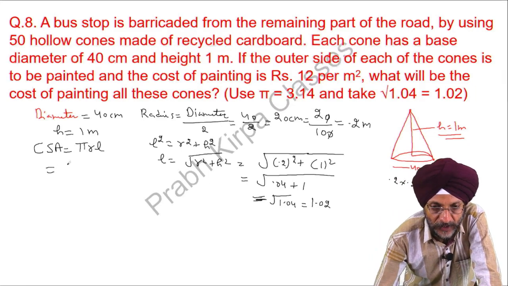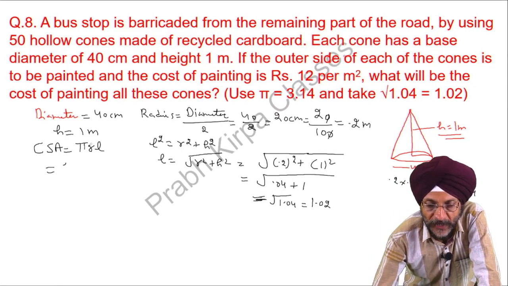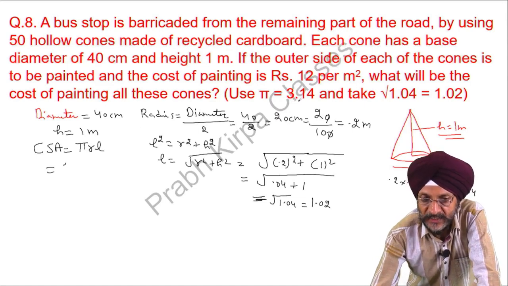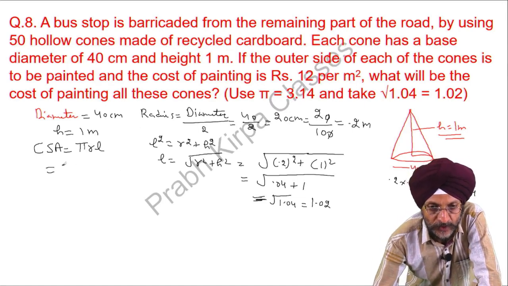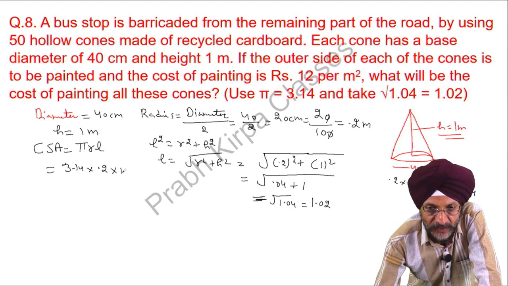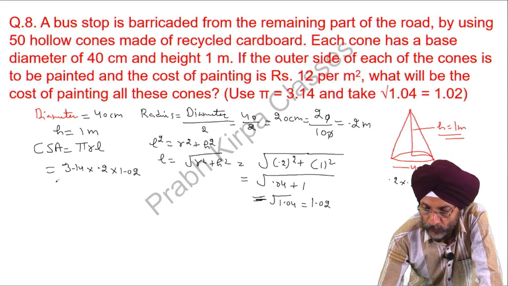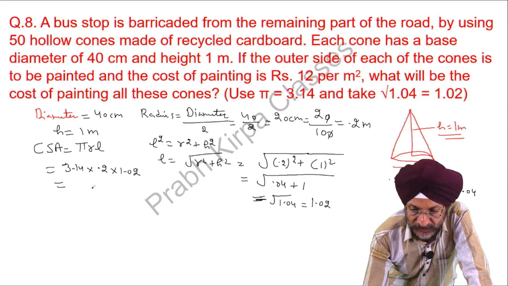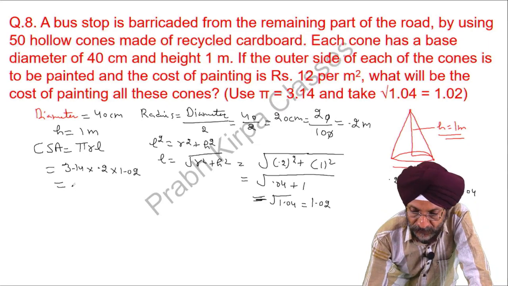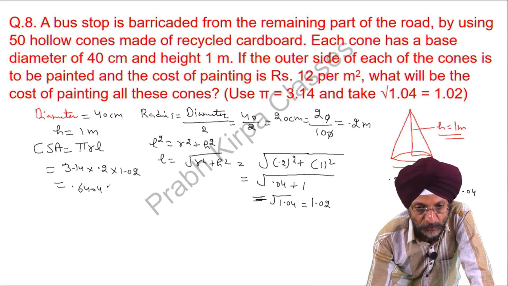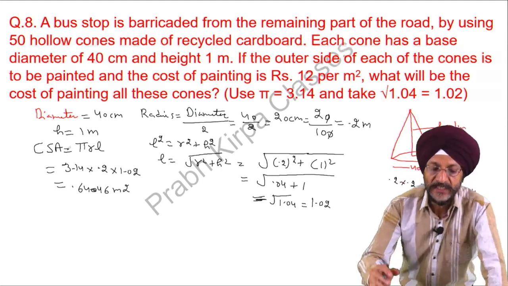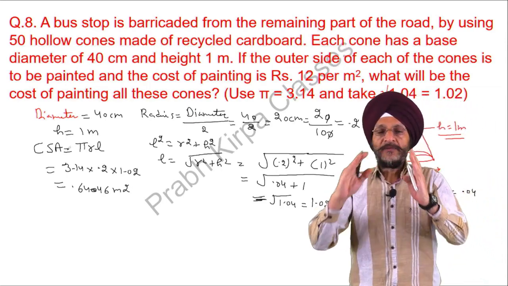We will fill in the value here. What is the value of pi? Pi value has been given as 3.14 in the question. We will use here 3.14 into r, r is 0.2, into value of L, which has been given as 1.02. We will solve all this and the value will come as 0.64046 square meter. This is the curved surface area of one cone.